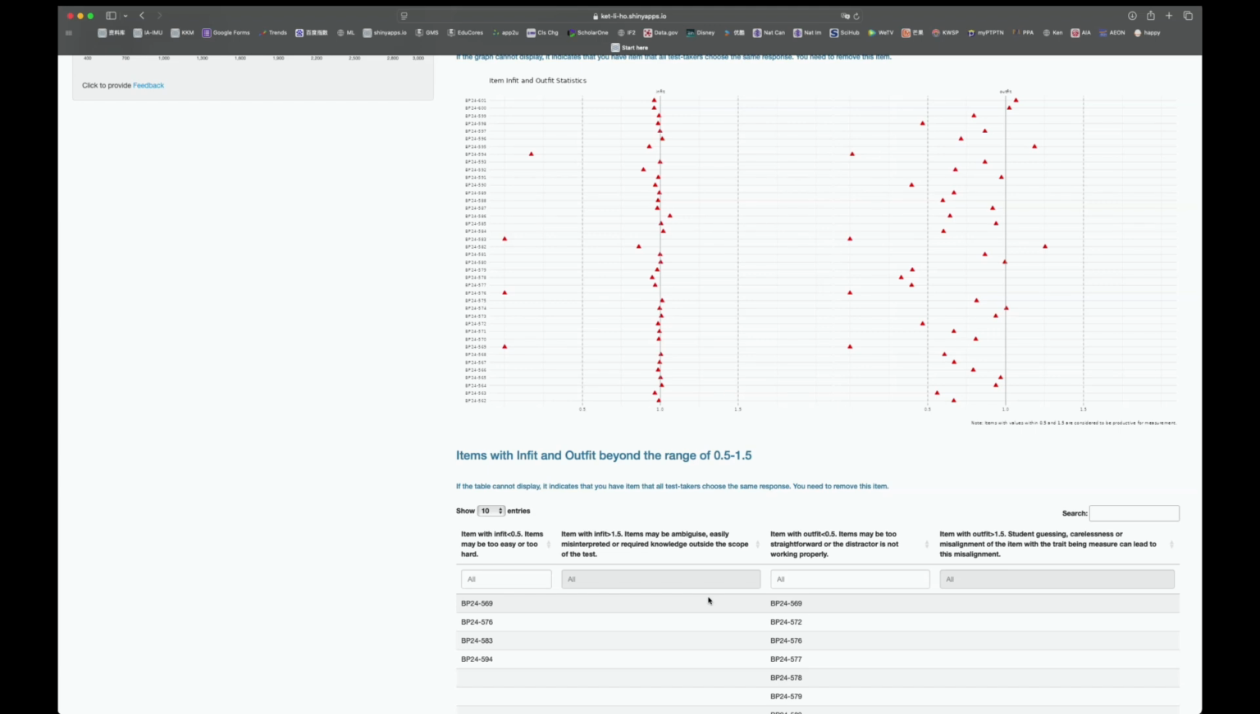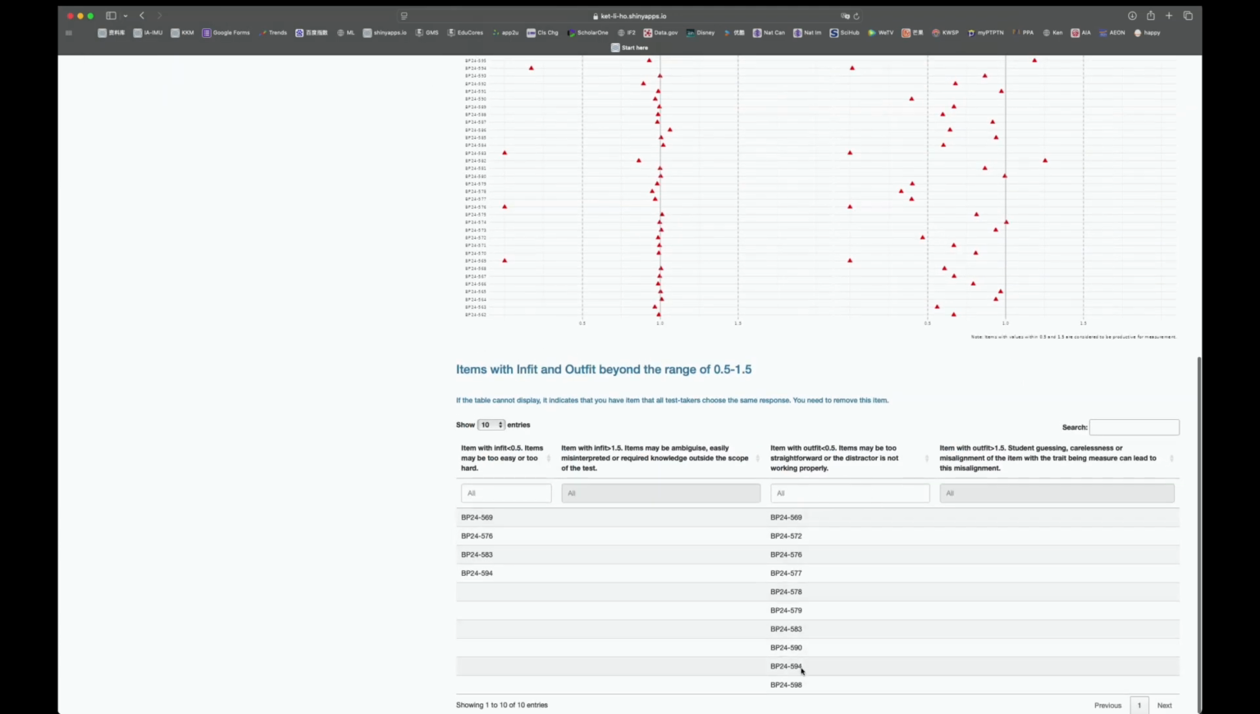Next, let's move on to the item outfit model, known as outlier-sensitive fit. This statistic predicts how items perform across the entire spectrum of students, including both low and high performers. Similar to infit, it operates on the assumption that all students should respond in a manner that aligns with the model's predictions. Upon review, it's evident that several items are listed with low outfit values. A low outfit value suggests that these items are too predictable for all students, particularly for both low and high performers. This predictability could indicate that the items are overly straightforward or that the distractor options are not functioning effectively.